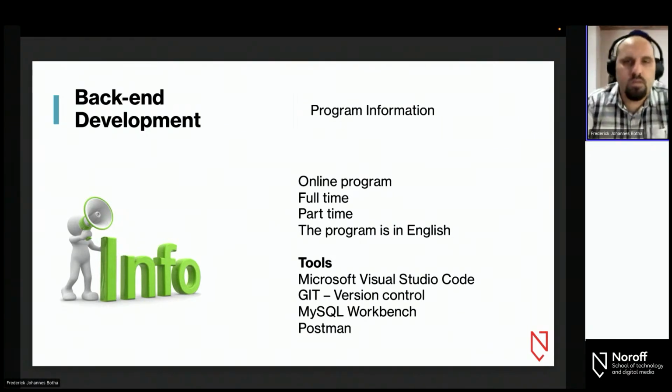The tools that we will use in this program are Microsoft Visual Studio Code and Git for version control, and we do go into detail on that in the courses. We use MySQL Workbench and Postman to test some of the APIs that we do. In this program, there are 10 courses, of which 2 are projects at the end of the semester. These are semester project 1, and then exam project 1 at the end of the second semester.